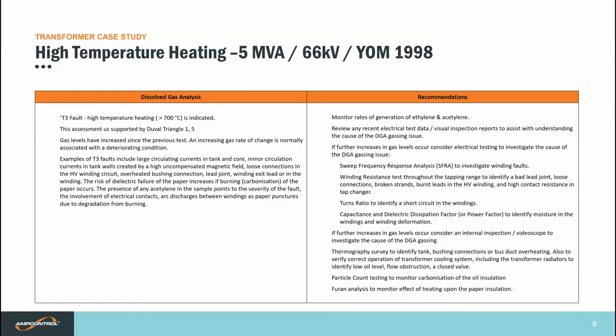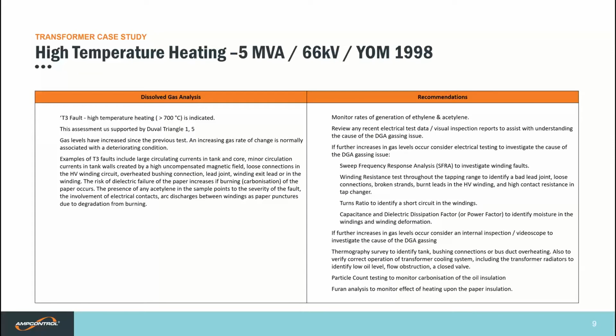So this is the type of information we supply to our clients where we find high temperature heating problems in their transformers. Examples of T3 faults include large circulating currents in the tank and the core, loose connections in the high voltage winding circuit, overheated bushing connections, lead joints, problems with the offload tap changer. The risk of dielectric failure of the paper can increase if burning of the paper occurs. That's carbonization. The presence of acetylene in the sample points to either the severity of the fault or the involvement of electrical contacts.